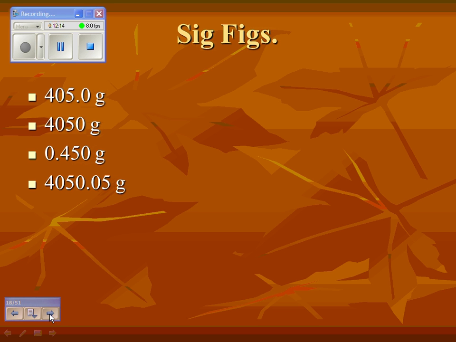4,050.05 has 6 significant figures. 0.050060: the only zeros that do not count are the ones that come before the digit 5. So from the 5 on, we count. So there are 6 significant figures.